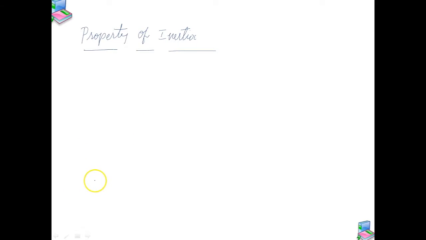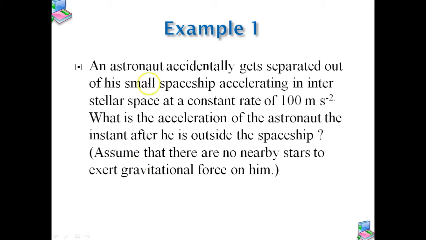Now let us see a very simple problem based on the first law of motion. An astronaut accidentally gets separated out of a small spaceship accelerating in interstellar space at a constant rate of 100 meter per second square. What is the acceleration of the astronaut the instant after he is outside the spaceship? Assume that there are no nearby stars to exert gravitational force on him.